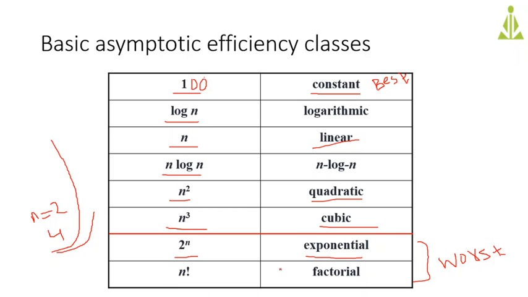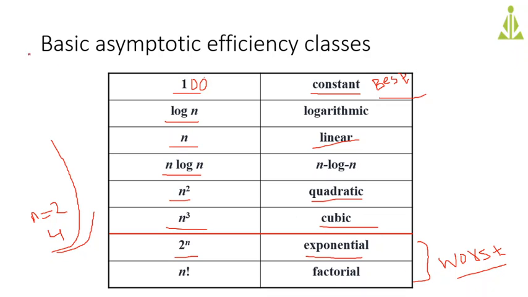If after solving that you are getting an answer like 2 to the power of n or n factorial as the complexity, then this is a worst case. If you are getting a constant value, that is the best.